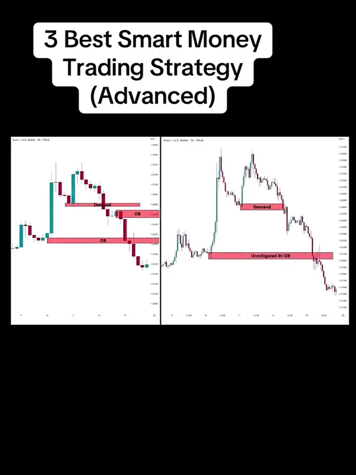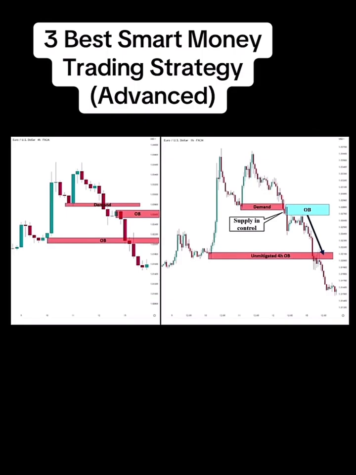This is where supply took control in the higher time frame. So now we have both a higher time frame and lower time frame bearish bias. So here we have a perfect order block formation that could have been a selling opportunity, and our target would have been the unmitigated 4-hour order block. So this was just an example to explain how we analyze the chart in the higher time frame.